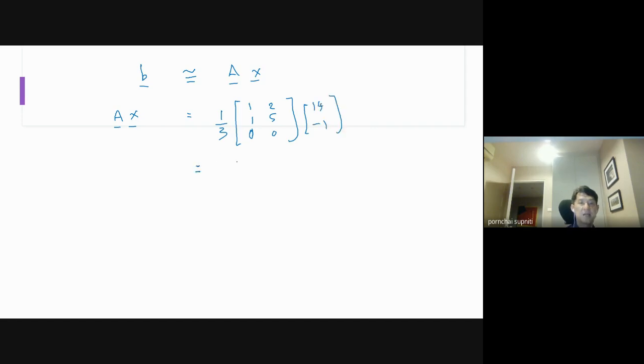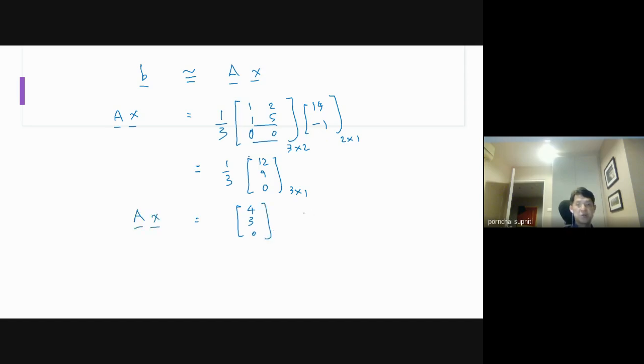So I just multiply. What do I get? I get 1/3 times the result. For the first row, I have 1 times 14 plus 2 times minus 1, so I have 12. For the second row, I have 1 times 14 minus 5, so I get 9. And for the last row, 0 multiplied by whatever gets 0. So I get 12 divided by 3, which is 4, and then 3, and then 0. Okay, so this is Ax.